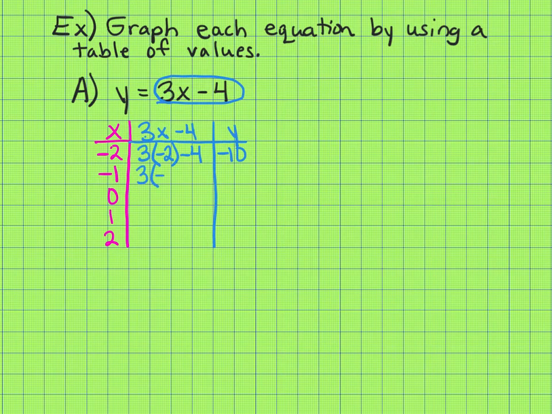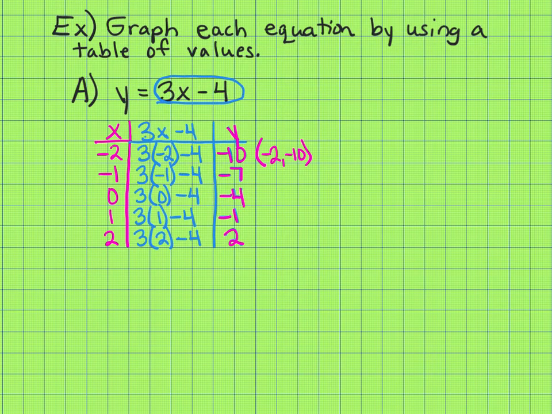3 times x, which is -1, is -3, minus 4 is -7. So we get a y value of -7. 3 times x, which is 0, is 0, minus 4 is -4. Then we have 3 times x, which is 1, minus 4. 3 minus 4 is -1. We have x, which is 2. So 3 times 2, which is 6, minus 4 is 2.